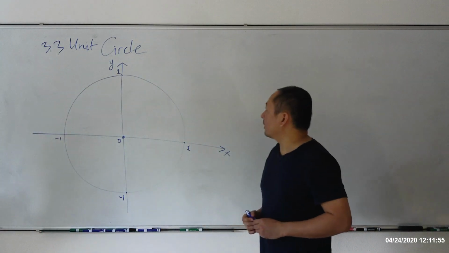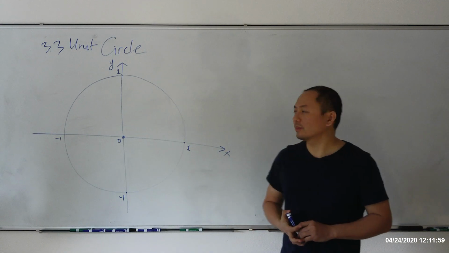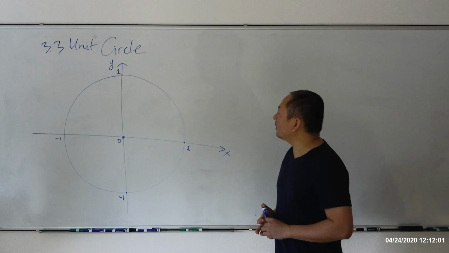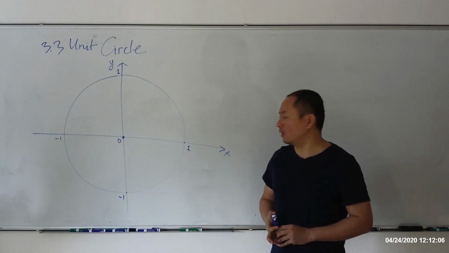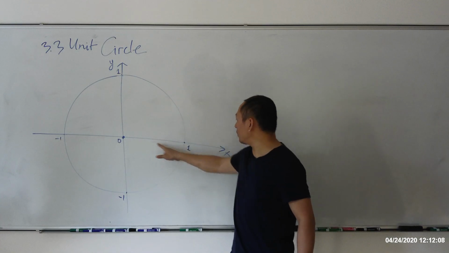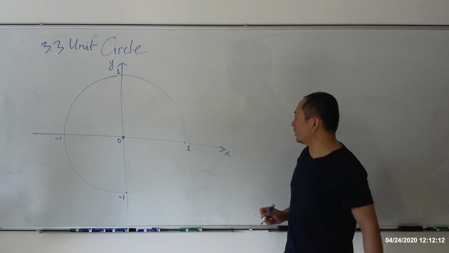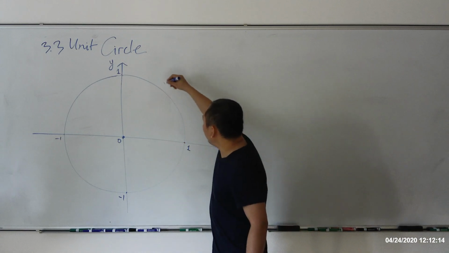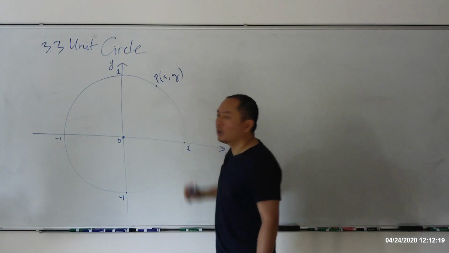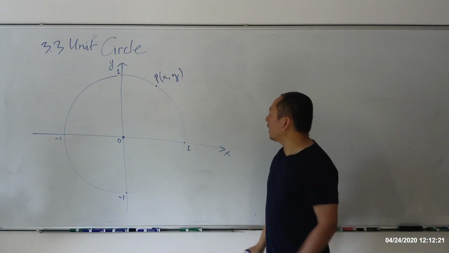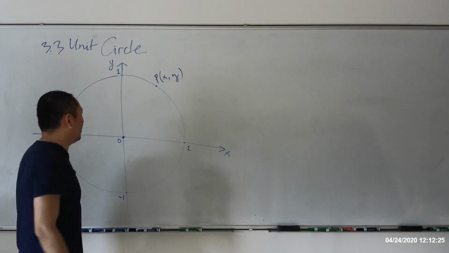Hello guys, in this section 3.3 I'm going to talk about the unit circle. Here I'm going to introduce you to another way of learning trigonometry using a circle centered at the origin with radius 1. That's why we call it a unit circle. If you have any point on the circle, let's call it point P (x, y), you can learn all the trig functions based on the x y coordinates of that point P.